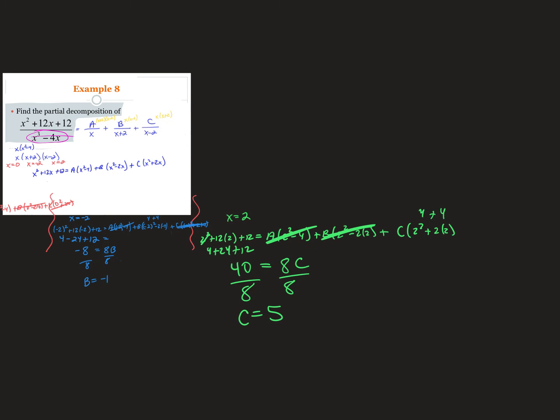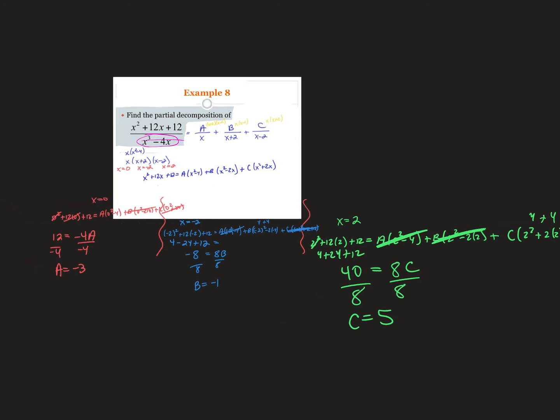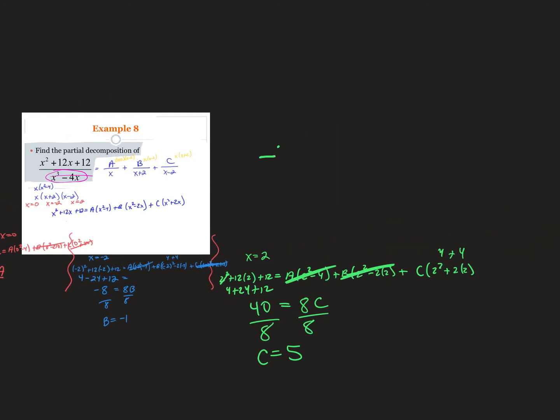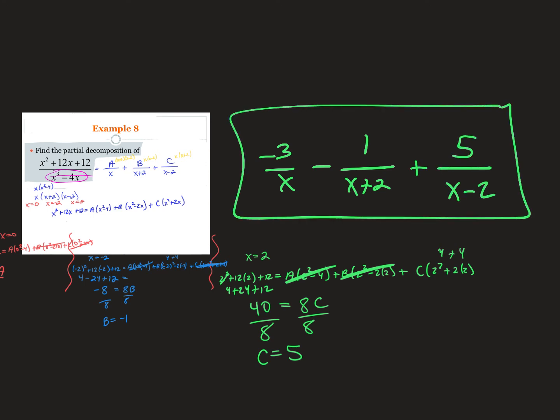So now we go back to the beginning. I have my a value, my b value, and my c value. So I would write a is negative 3 over x. Now I can say plus a negative, or I can say minus. It doesn't matter. I'm going to write minus 1 over x plus 2, and then I have plus 5 over x minus 2. And there's your partial fraction decomposition. That is a very long problem.